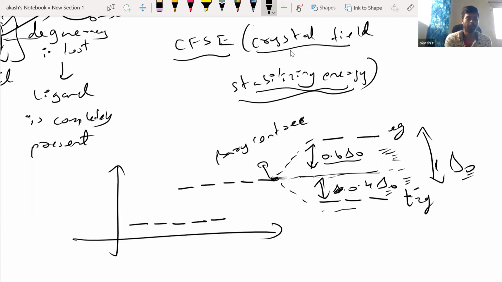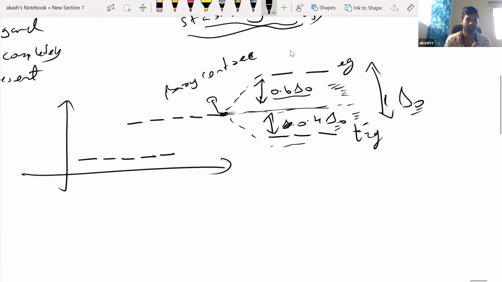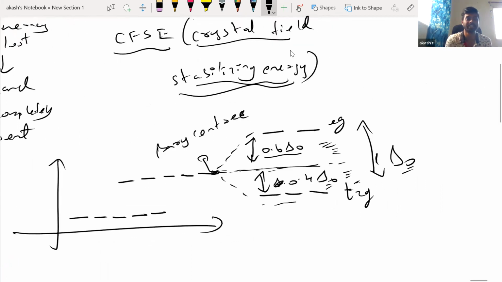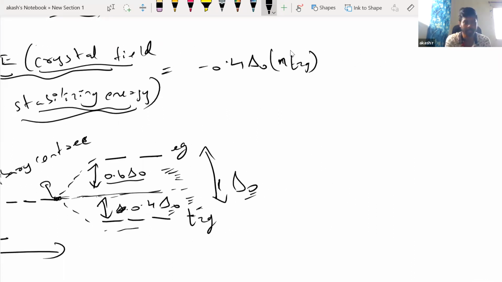Okay, fine. Right now, I told you that there is something called CFSE, crystal field stabilization energy. Now that has a formula. It is equal to minus 0.4 del O into the number of electrons in T2G, plus 0.6 del O into the number of electrons in EG. This is the formula for CFSE.